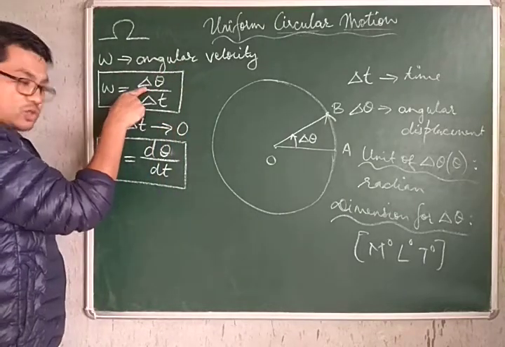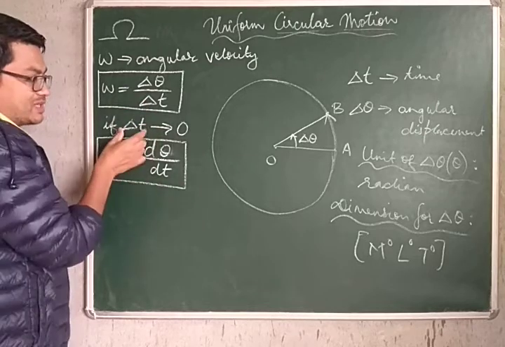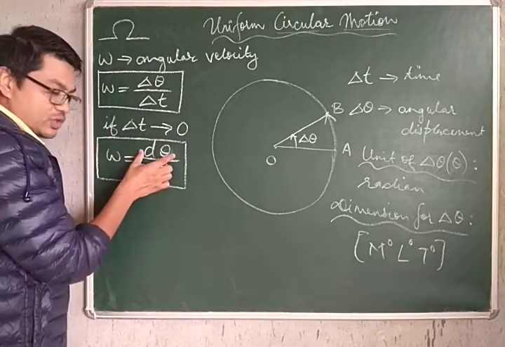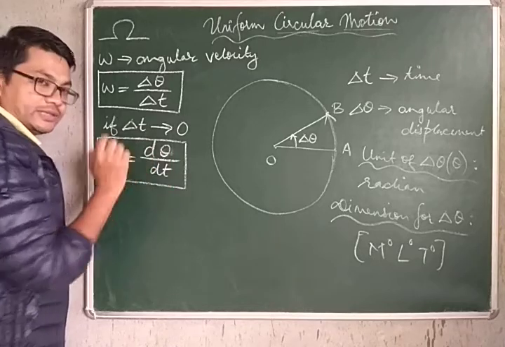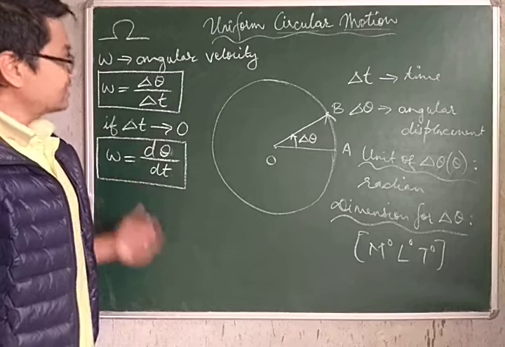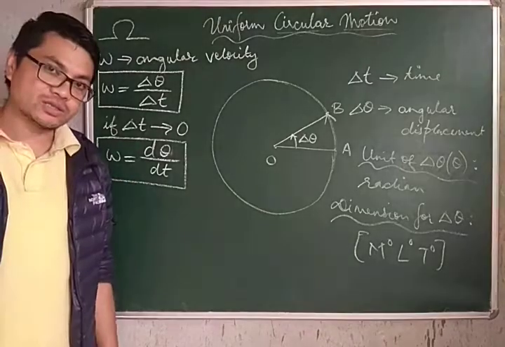Delta represents the change. Now if the time is very small, the change would be small, okay? So a small change is represented by d theta, or a small change in time by dt, remember that. So this is your definition for angular velocity.